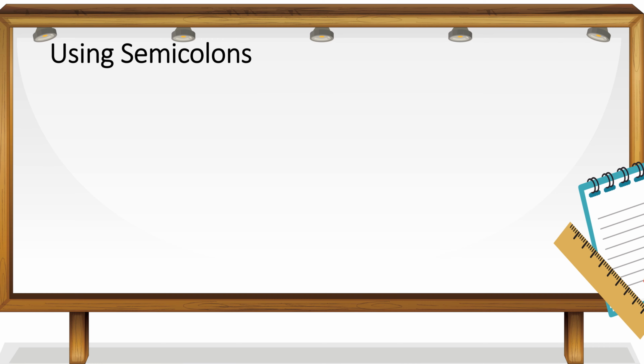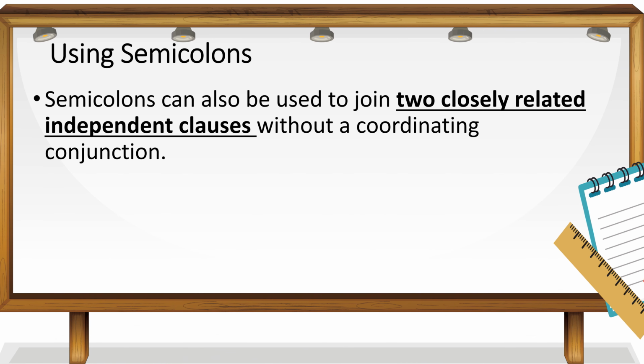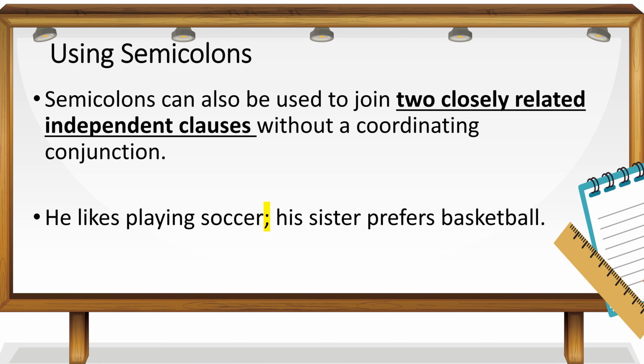Using semicolons. Semicolons can be used to join closely related sentences without a coordinating conjunction. Let's look at an example. He likes playing soccer, semicolon, his sister prefers basketball. These are closely related because the two sentences are stating which sport each likes.